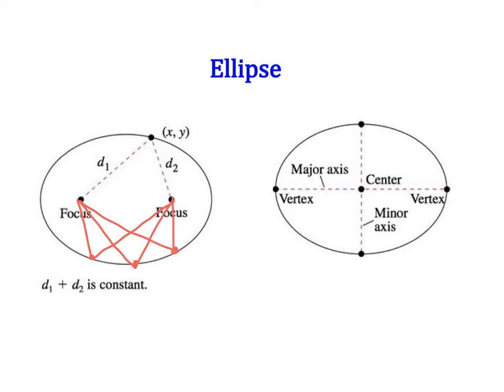Now, a few more pieces of vocabulary. All ellipses have a center. They also have two foci. The longer length is always going to be called the major axis. Sometimes the major axis is horizontal, sometimes it's vertical, and the shorter length of your ellipse is always going to be called the minor axis. Your vertices are always going to be found at the ends of your major axis, but you can also find the two vertices at the end of your minor axis as well.